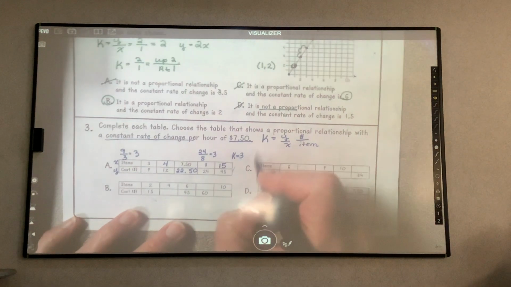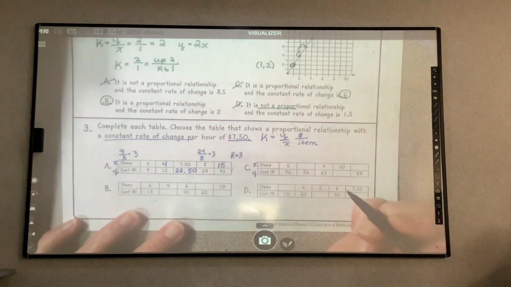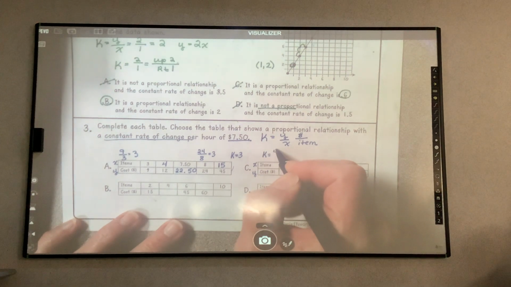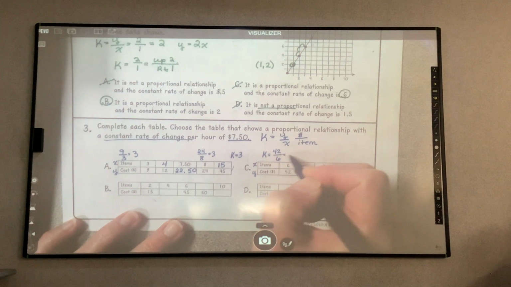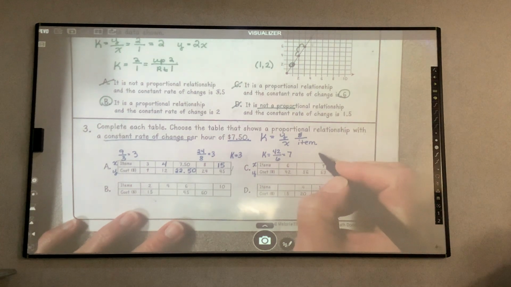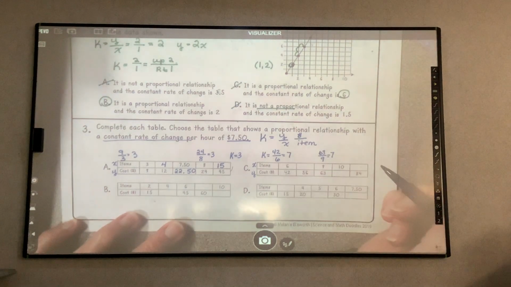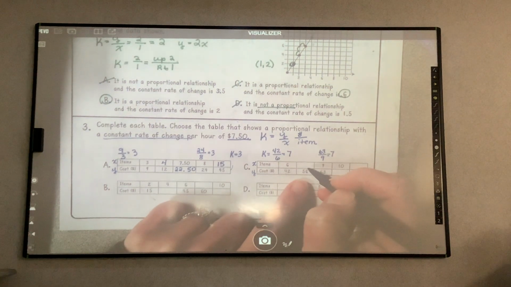So let's label it X over Y. So we're going to start with the cost. Constant equals 42 over 6. What's 42 divided by 6? 7. If we do the 63 divided by 9, what does that equal? 7. So what's our constant? 7. So 56, I would divide by 8.